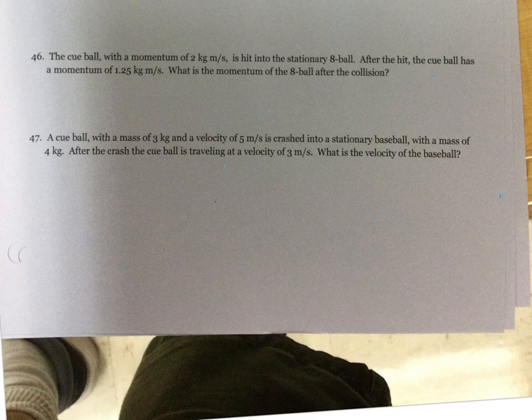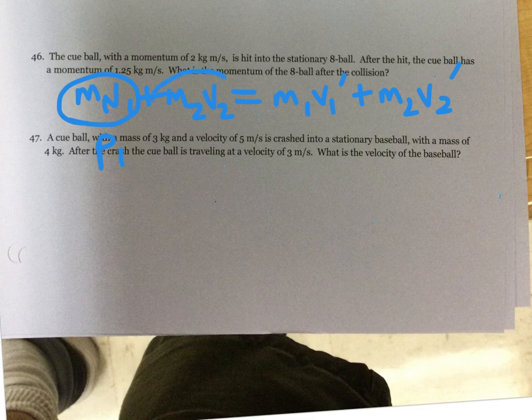And remember, with conservation of momentum, m1 times v1 plus m2 times v2, all before the collision, is equal to m1 times v1 prime plus m2 times v2 prime, where the primes just mean after the collision. So this is the momentum of object 1 before the collision, the momentum of object 2 before the collision, here is our momentum of object 1 after the collision, and here is our momentum of object 2 after the collision.